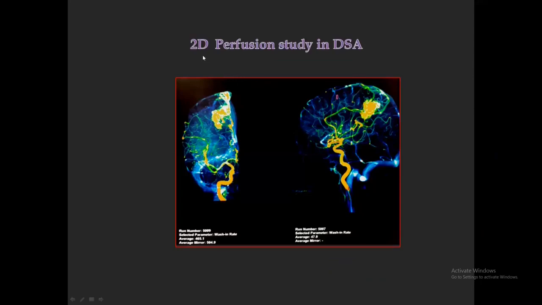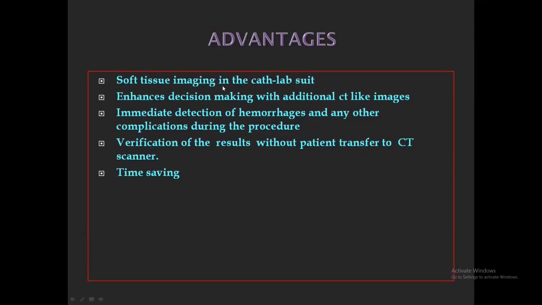Another new aspect is the 2D perfusion study, which can be performed in the DSA lab itself. Soft tissue imaging in the DSA cath lab suite is possible with the 3D, which enhances decision making with the additional CT-like images, especially for treatment purposes, immediate detection of hemorrhage and any other complications during the procedures.